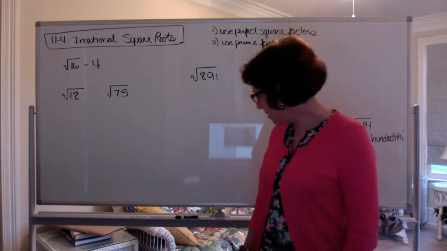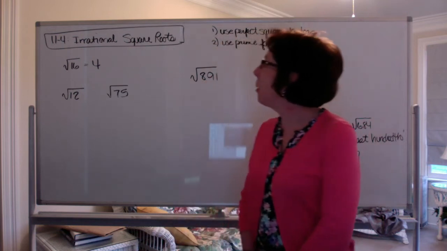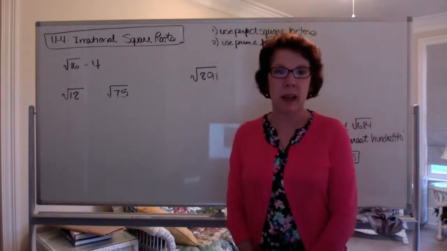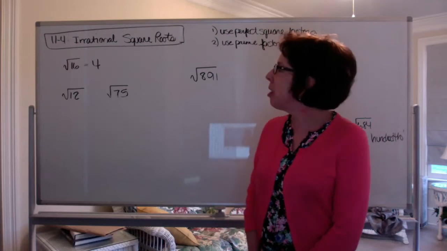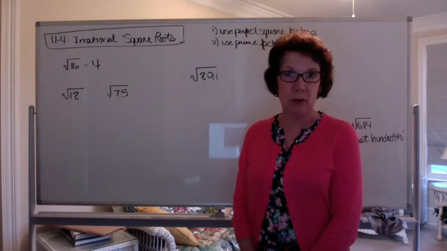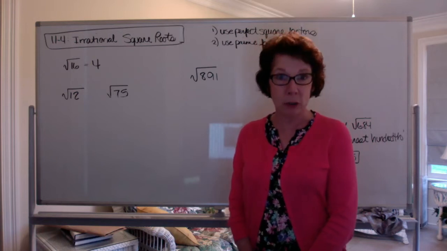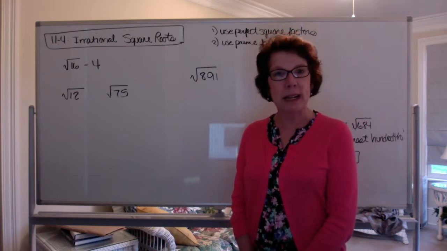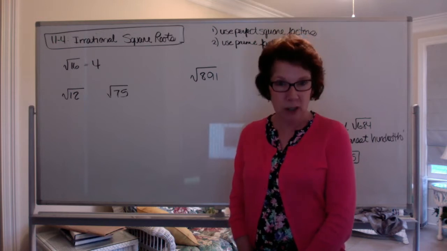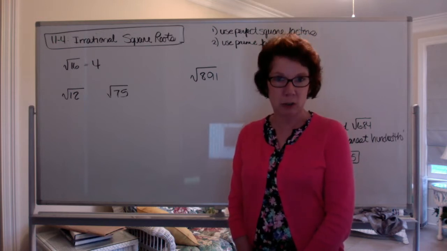So today we're going to talk about section 11.4, irrational square roots. Now, in our last lesson, we talked about rational square roots. That means a square root that can be simplified to a rational number. And a rational number is any number that can be written as a quotient of two integers.